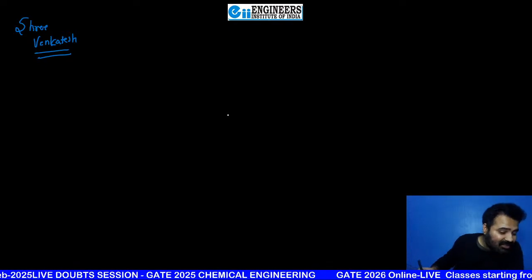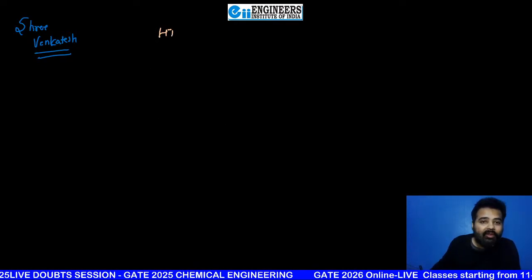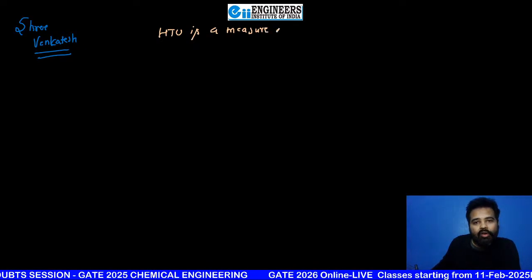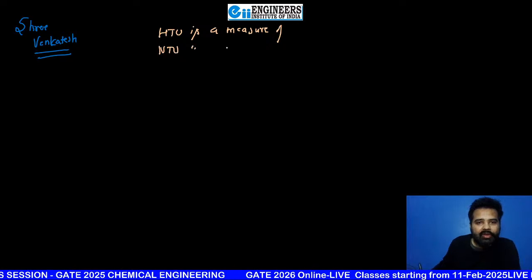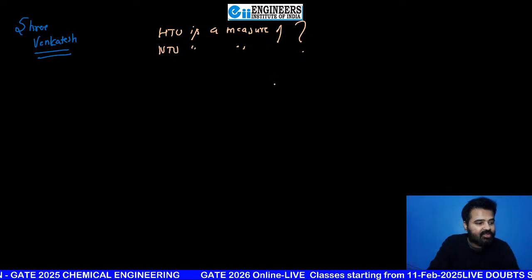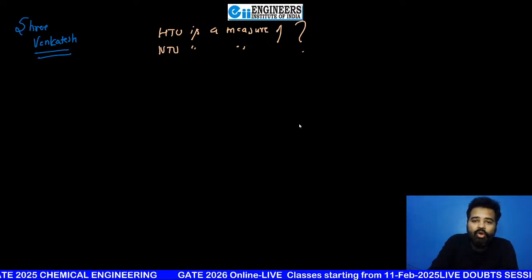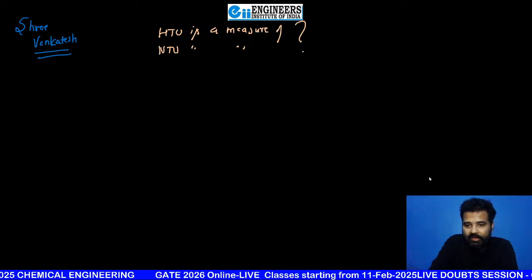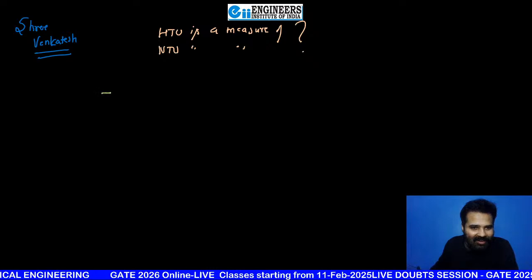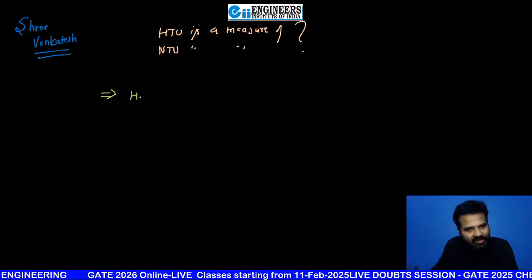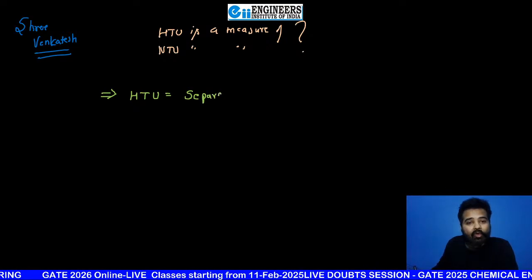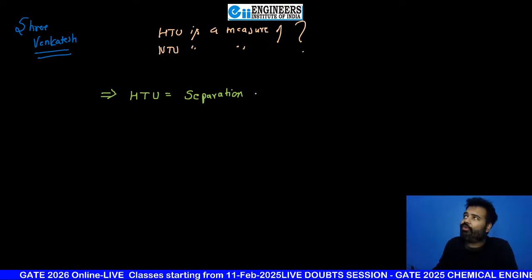So beta Venkatesh asks, HTU is a measure of, and NTU is a measure of. Okay, so you are telling easiness or difficulty sir, easiness or difficulty sir. Don't worry beta, just see these two lines, just remember these two lines. Which two lines sir? These two lines. The line number one is HTU. What is this? This is separation effectiveness. What is this, sir?